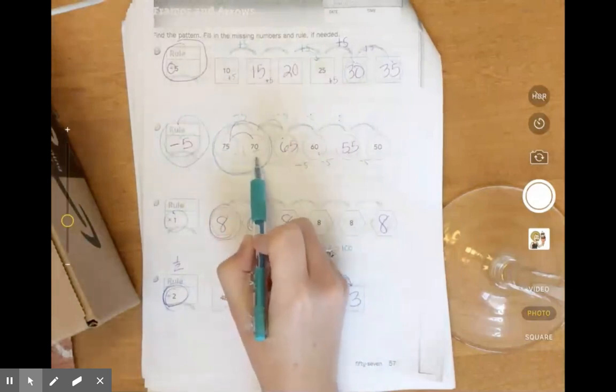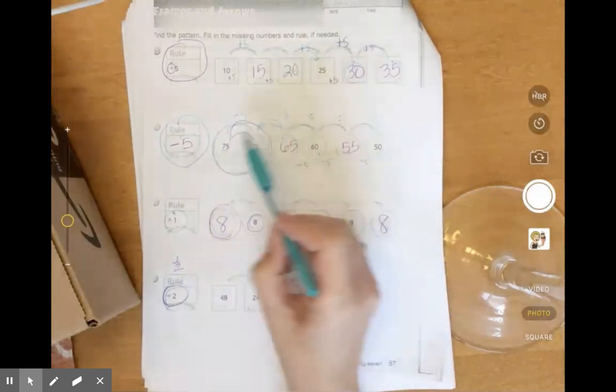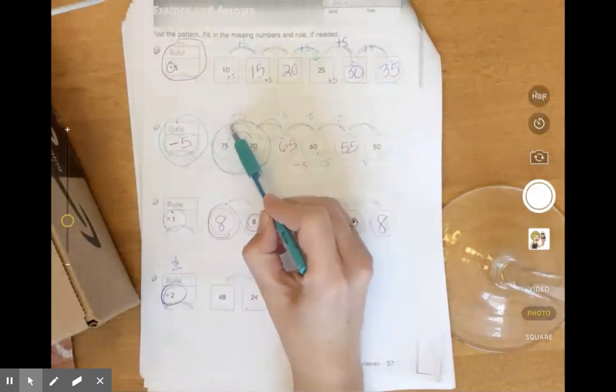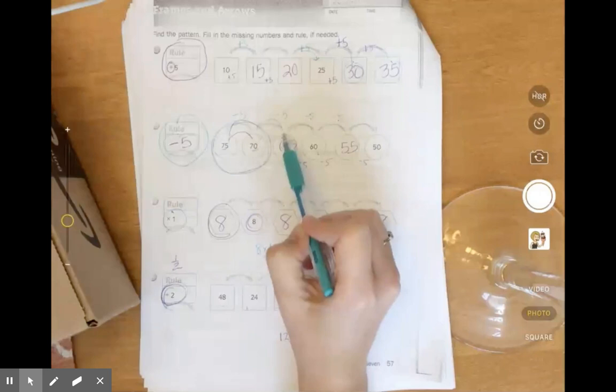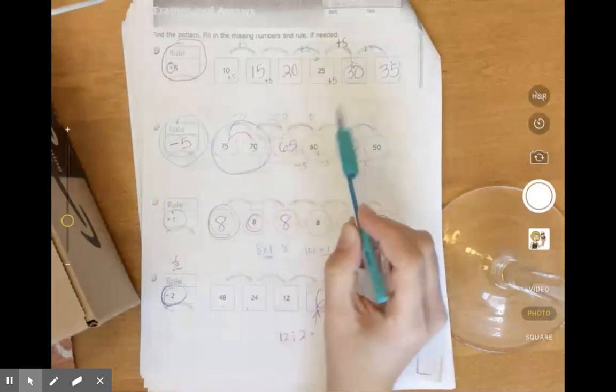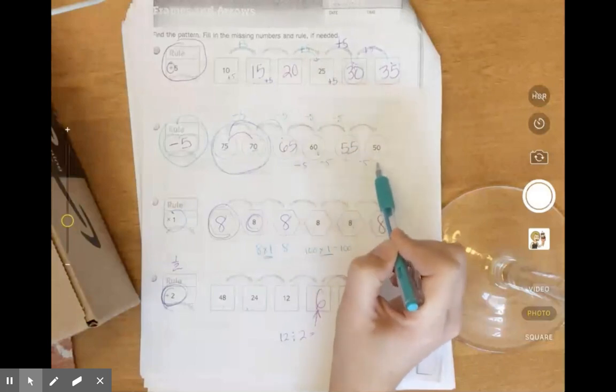So the first thing to think about is, okay, did I get bigger or did I get smaller? And in this case, we got smaller. So that means we have to subtract. Okay, so we did that. 75 minus 5 is 70. Minus 5 again is 65. Minus 5 again is 60. Minus 5 again is 55. And then lastly is 50.